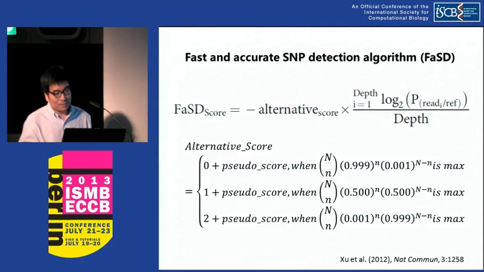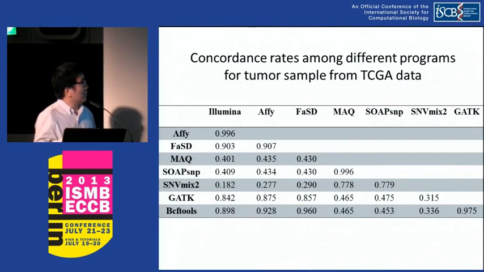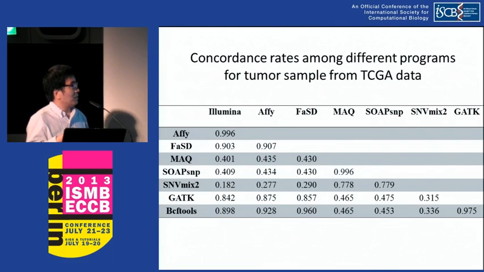We use the TCGA data because the TCGA samples were run on both the Illumina array and the Affymetrix array on the same samples, and also underwent next generation sequencing, so we can use Illumina and Affymetrix as a benchmark. We then evaluate our program and also other programs like MAQ, SOAPsnp, GATK, and BCFtools.